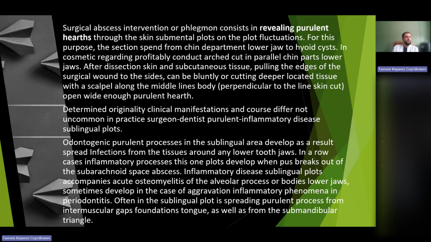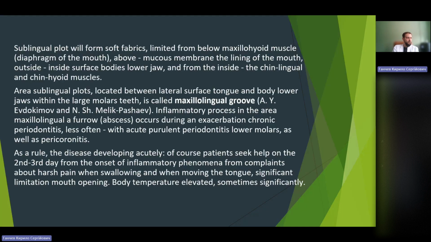For this purpose, the section spans from the chin department, lower jaw, to the hyoid bone. It is profitable to conduct an arched cut parallel to the chin parts of the lower jaw. After dissection of skin and subcutaneous tissue, pulling the edges of the surgical wound to the sides, one can bluntly or by cutting dissect the deeper located tissue with a scalpel along the midline, blah blah blah. That's not interesting, absolutely not informative. I really understand that, and I'm sorry about that, but we have to move forward.